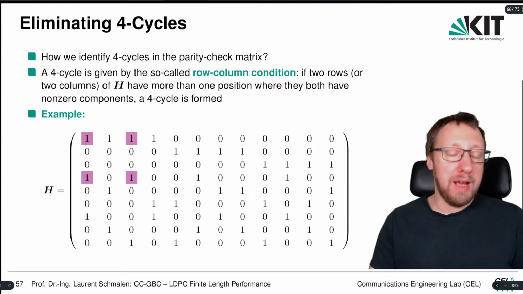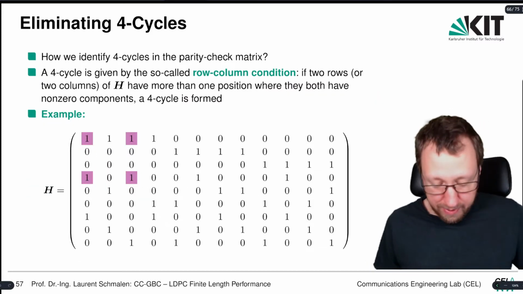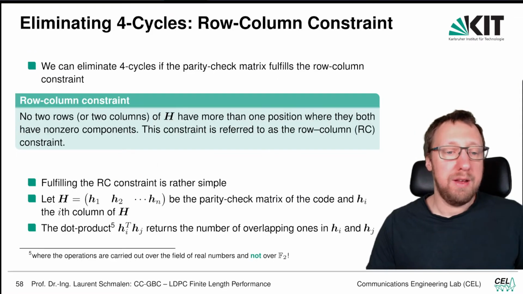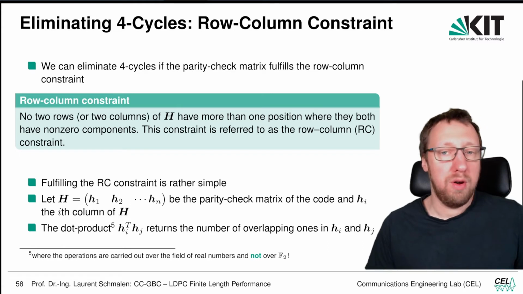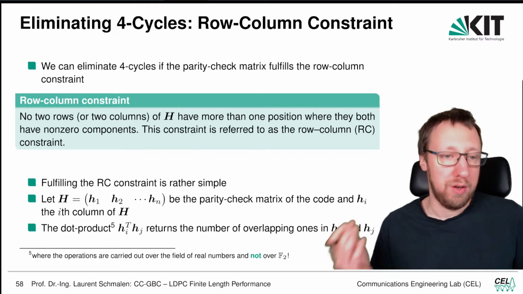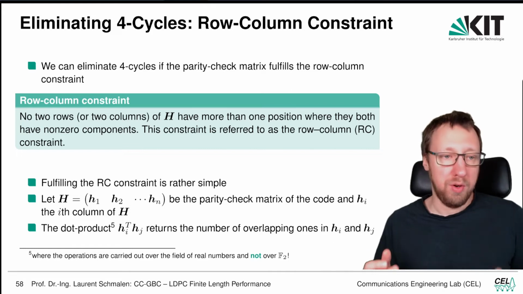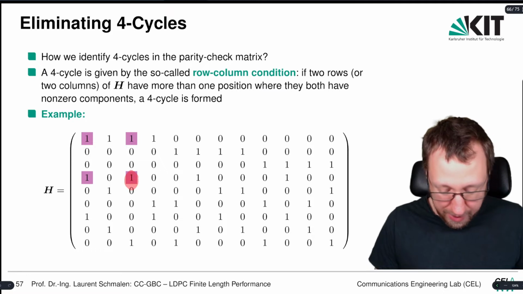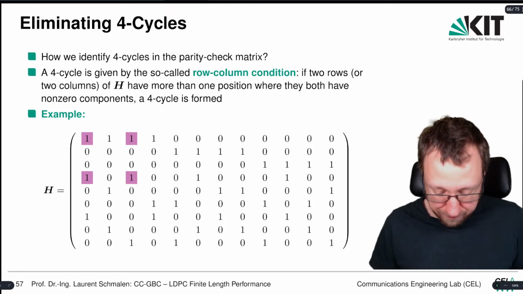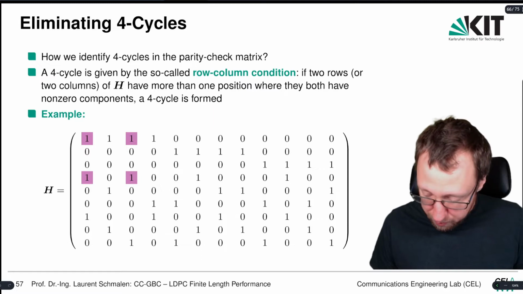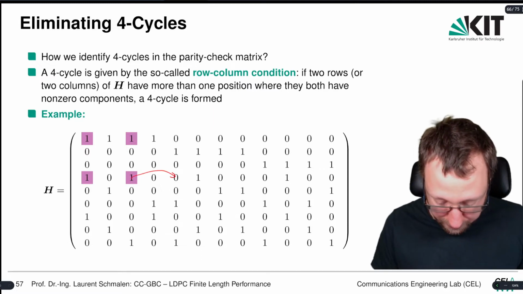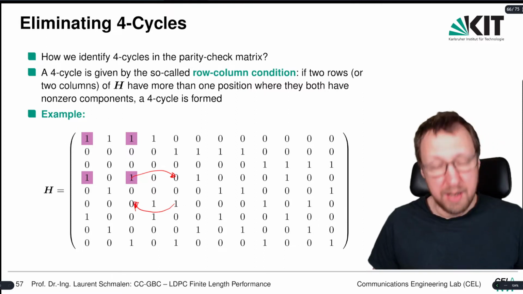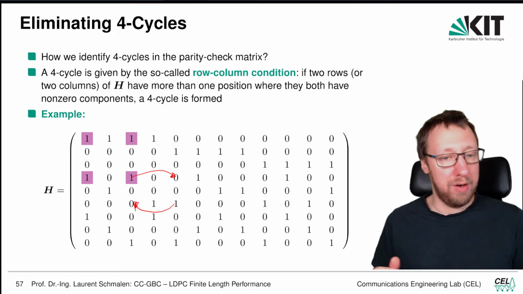And what we can do now is avoid these by checking that this row-column condition is not fulfilled. And this is the row-column constraint. So what we can do is, for instance, take this one and swap it with another one. For instance, we could put this one over here. We can put this one over here. Then we don't have an overlapping one anymore.